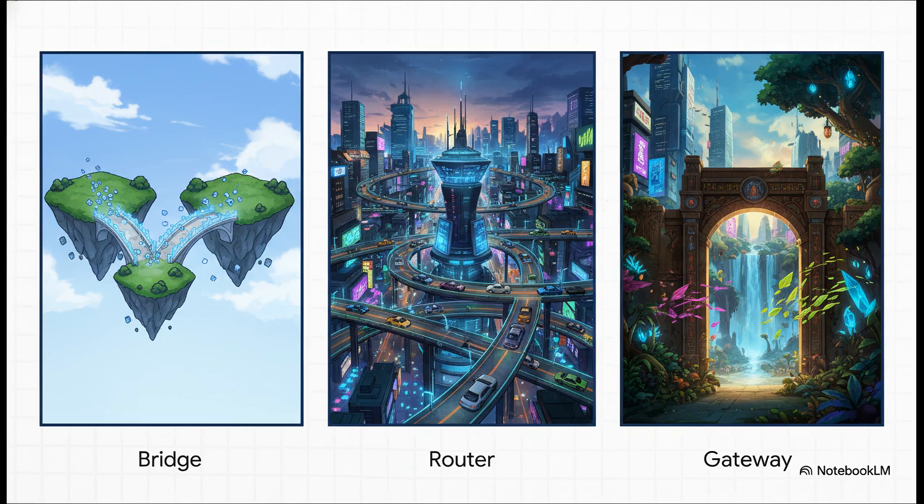Now, let's talk about the devices that tell data where to go. Think of these as the traffic cops of the network. A bridge is like a local road, connecting 2 similar neighborhoods, like 2 office networks. A router is like a major highway interchange. It connects different cities or networks and sends data along the best possible path. And a gateway is like an international airport. It connects 2 completely different countries or networks with different rules where you need a passport to get in.